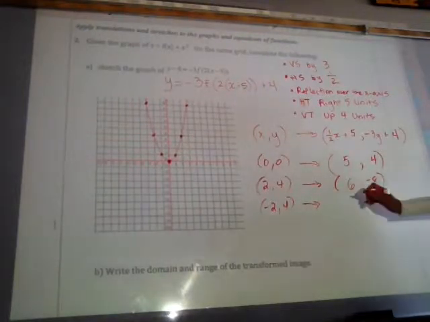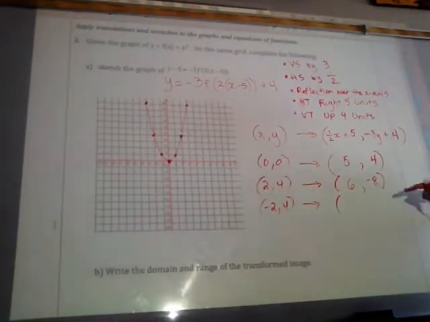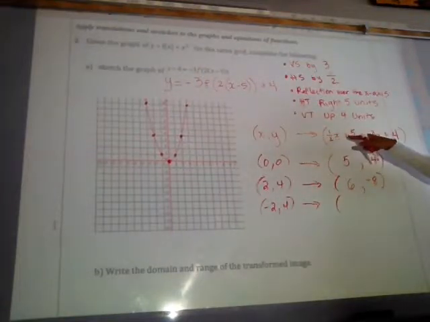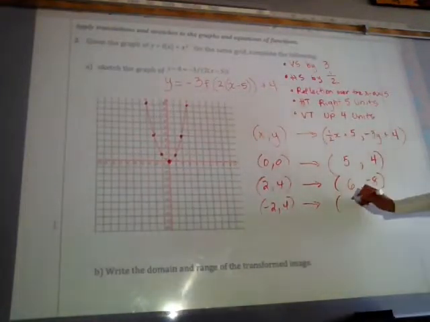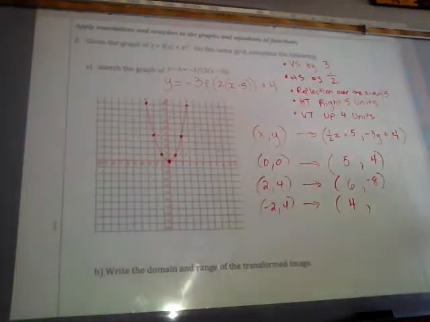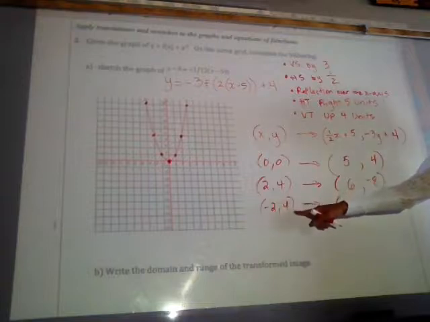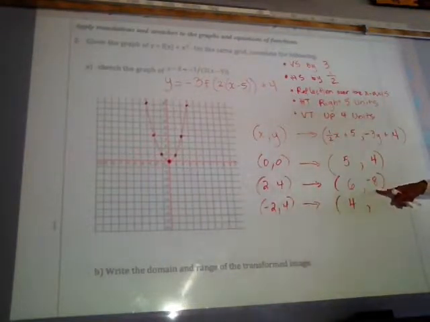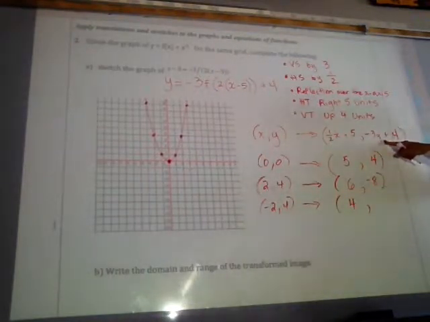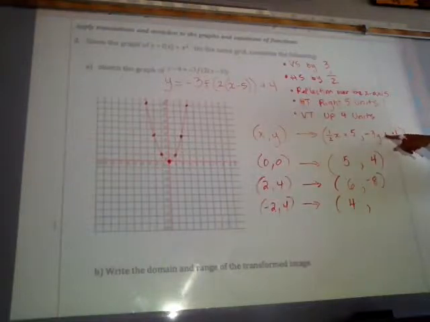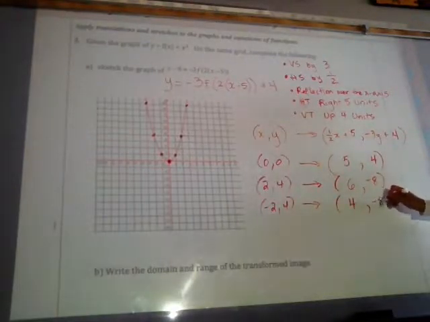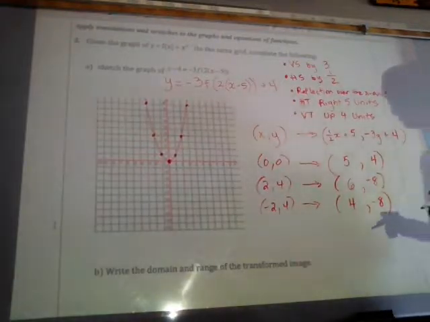Okay, negative 2 and 4, where will it transform? Let's find out. Negative 2 times a half is negative 1. Negative 1 plus 5 is 4. And then I've already done this value for y. Y was 4, and it worked out to be negative 8. So if you want to double check, 4 times negative 3 is negative 12. Negative 12 plus 4 is negative 8. Alright, so we have 3 critical points, so we can now plot.